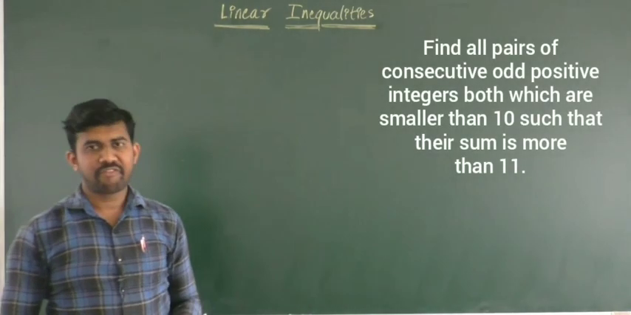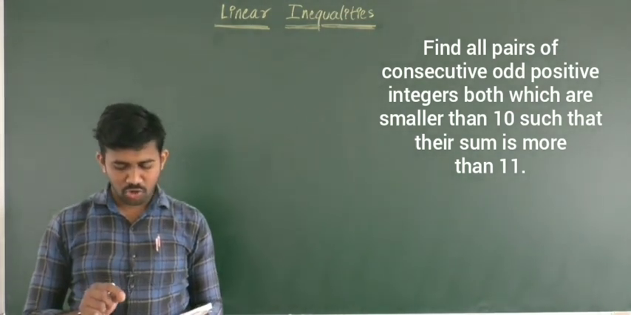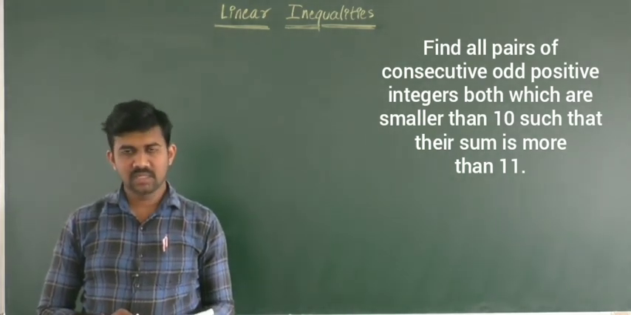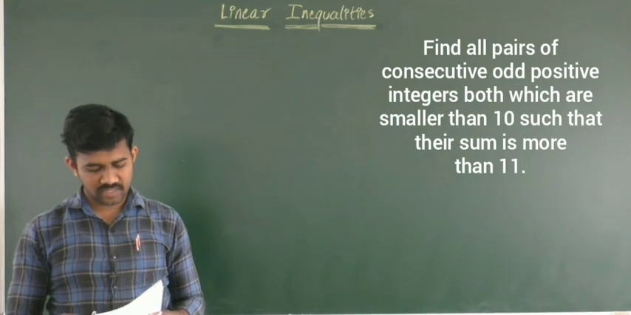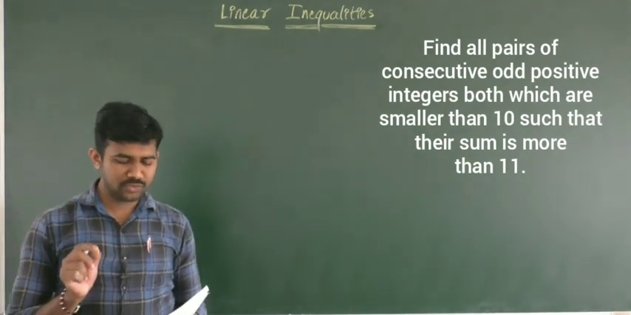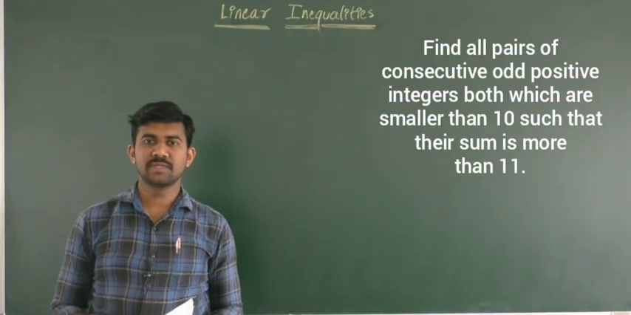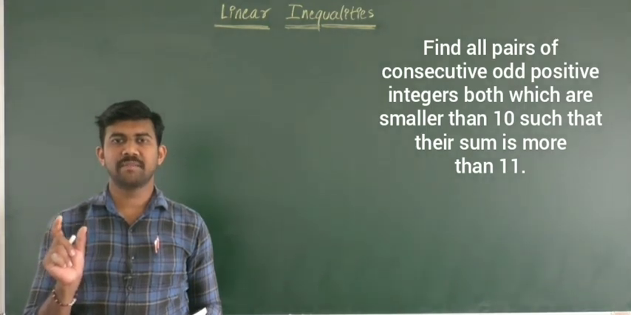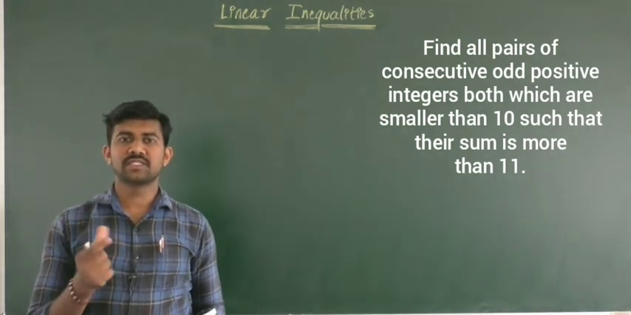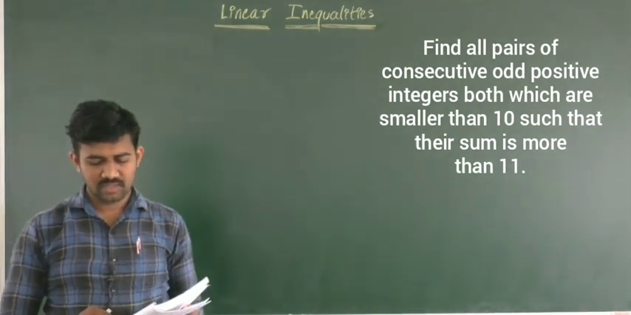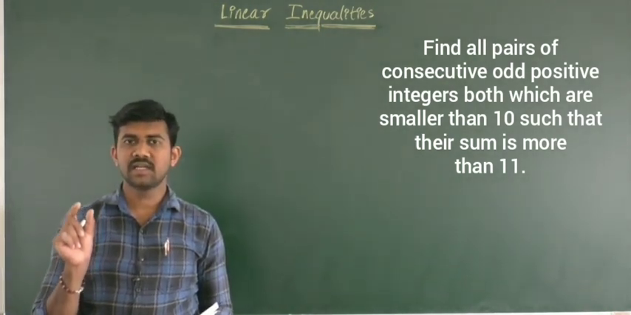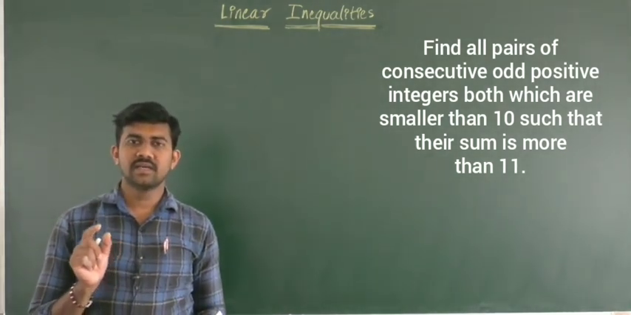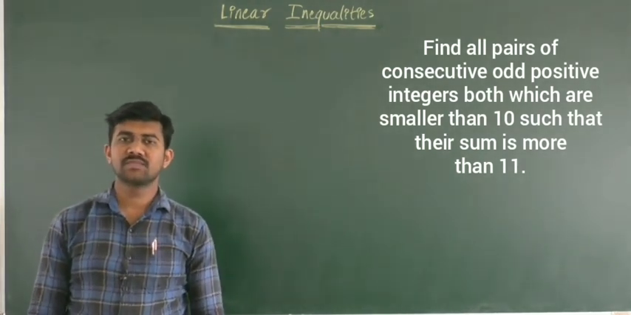The question is, find all the pairs of consecutive odd positive integers both of which are smaller than 10 such that their sum is more than 11. Positive integers means natural numbers. We need to find consecutive odd positive integers such that the numbers are smaller than 10 and their sum is more than 11.